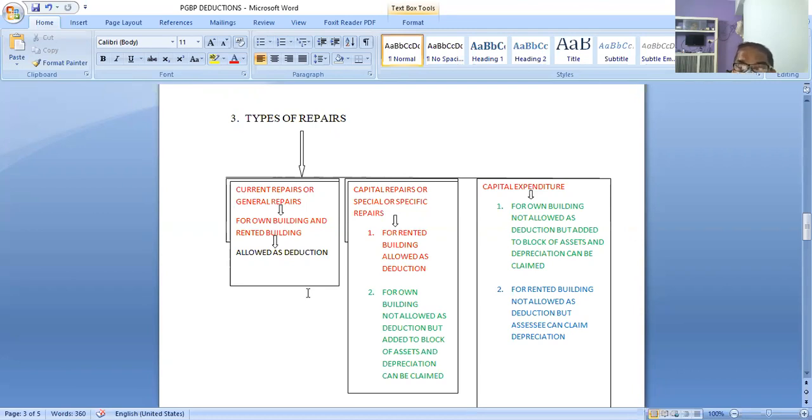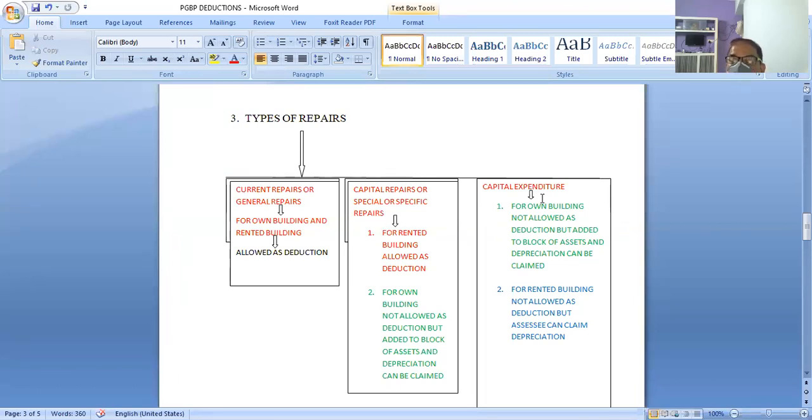Suppose it is capital repairs, or special or specific repairs. Suppose you are repairing a particular house with marble stones. You want to have good marble floors. That is called capital repairs. For a rented building, it is allowed as deduction. But for your own building, it is not allowed as deduction. Whatever you spend on capital repairs will be added to the block of assets and depreciation can be claimed. Suppose you are repairing your room, laying new marble floors, new designs. That can be added to the block of assets and you can claim depreciation.